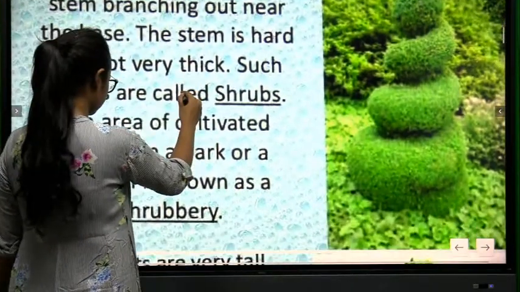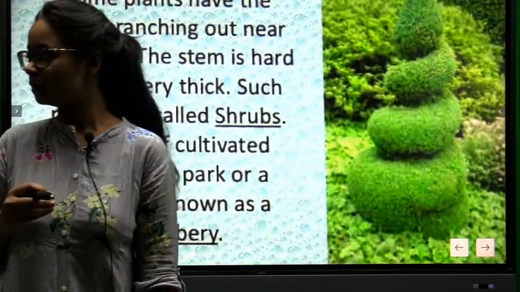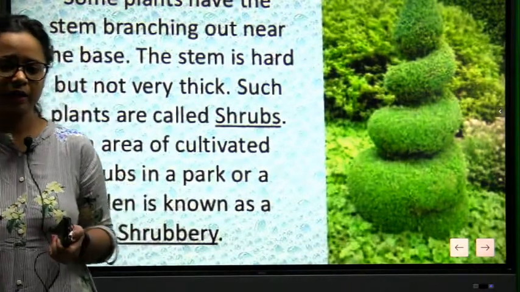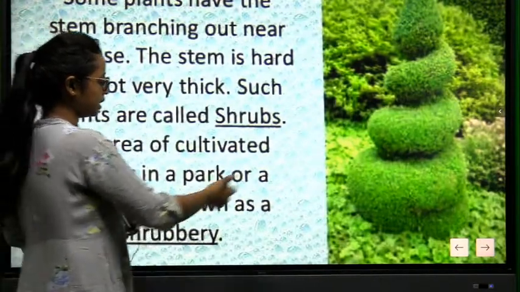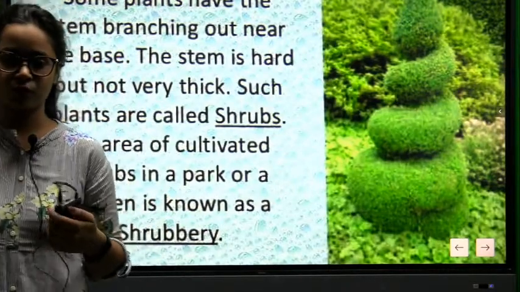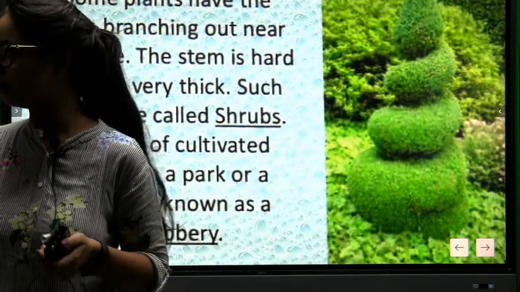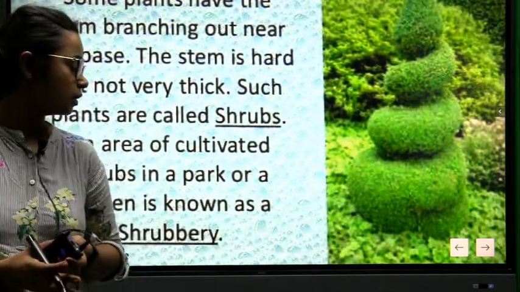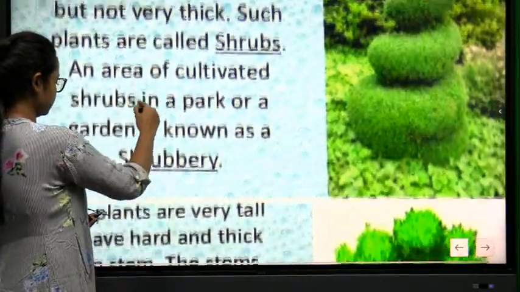Okay, now what are shrubs? Shrubs are a little harder than the herbs. Herbs are the softest kind of plant and shrubs are a little harder kind of plant. They have a hard, brown stem, and here is a picture you can see. Shrubs are basically there in your parks. When you go through a park or along highways or roads, you see that there are plants planted in the middle of the road. So they are a kind of shrub because they have hard and brown stems.